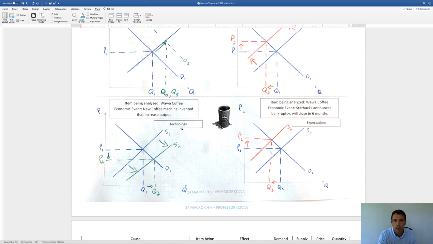Not to mention, from a business perspective, it also reduces the liability of someone obviously burning themselves and the company getting sued. All right, let's look at the last item, which is expectations. So there's an economic event. Starbucks announces bankruptcy and will close in 6 months. So let's assume there's a Starbucks right next to a Wawa.